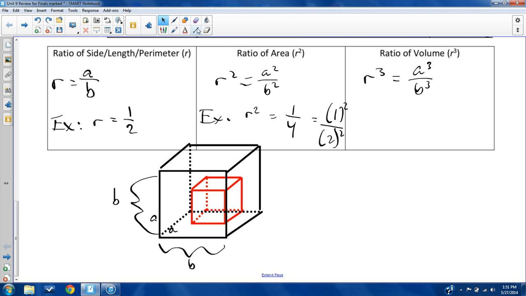And that stays consistent with this formula here. R cubed will be 1 cubed over 2 cubed, which is 1 over 8. So the ratio here of volume is 1 to 8. It takes 8 of these cubes to fit in these. So you'll see that the ratio grows as you move up. It doesn't stay the same. Okay, I'm going to do some problems with you now.